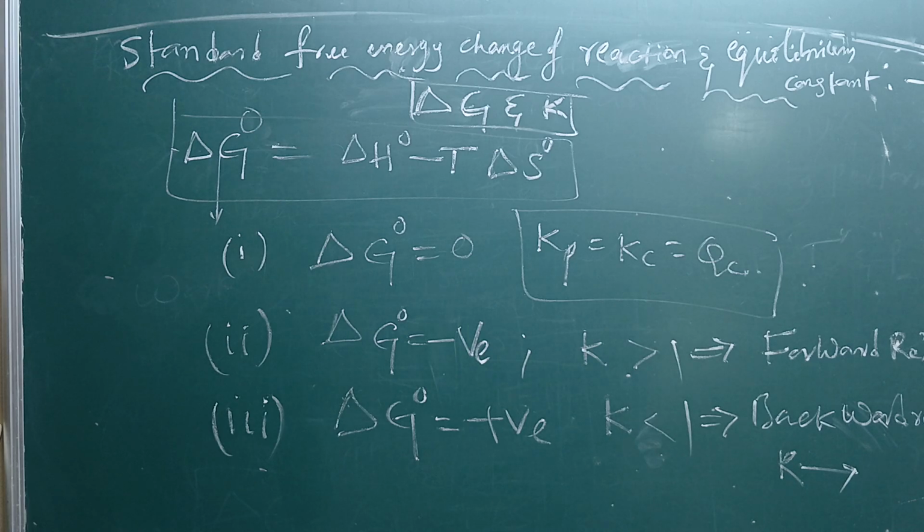If delta G naught is negative, K is greater than 1 and the forward reaction is thermodynamically favorable. At unit concentration or unit partial pressure, the partial pressure of products exceeds that of reactants, so the products are favorable in the forward direction. Here the reactants are favorable and the backward direction takes place. This is the information about the standard Gibbs free energy state. We will continue.